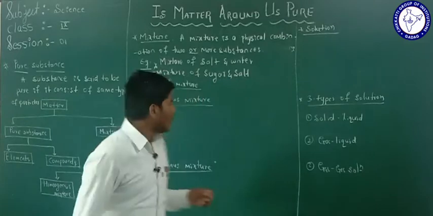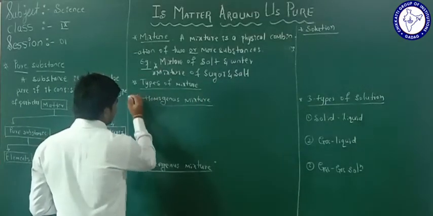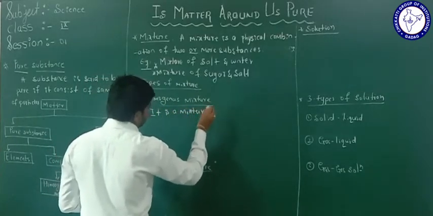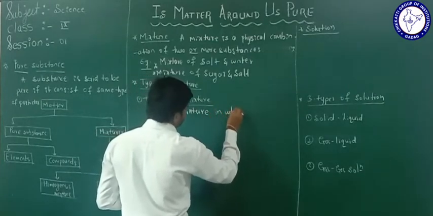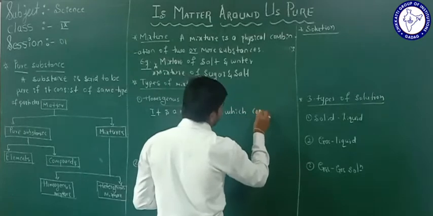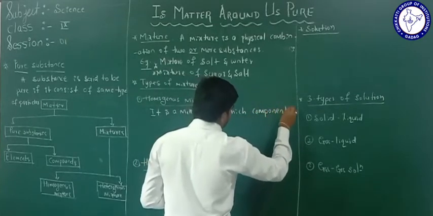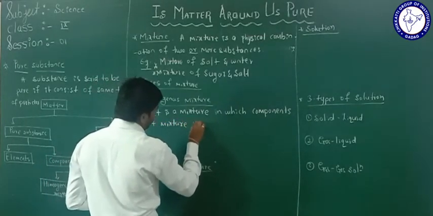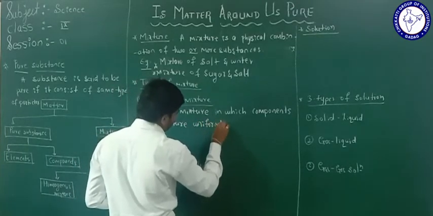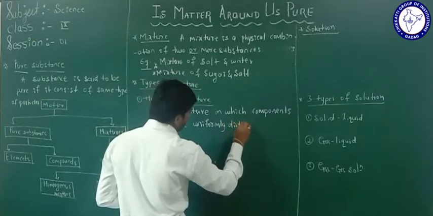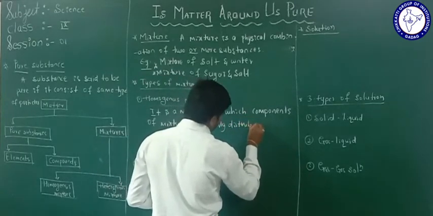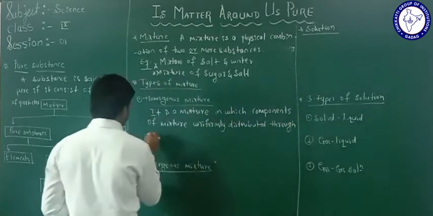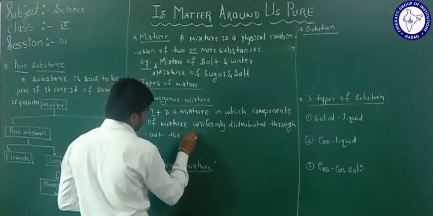A homogeneous mixture is a mixture in which the components of the mixture are uniformly distributed throughout the mixture.